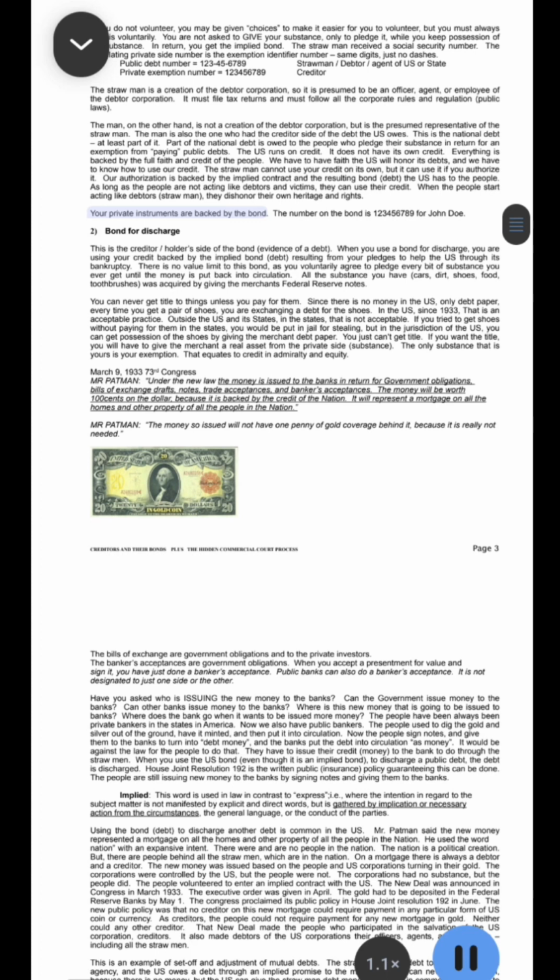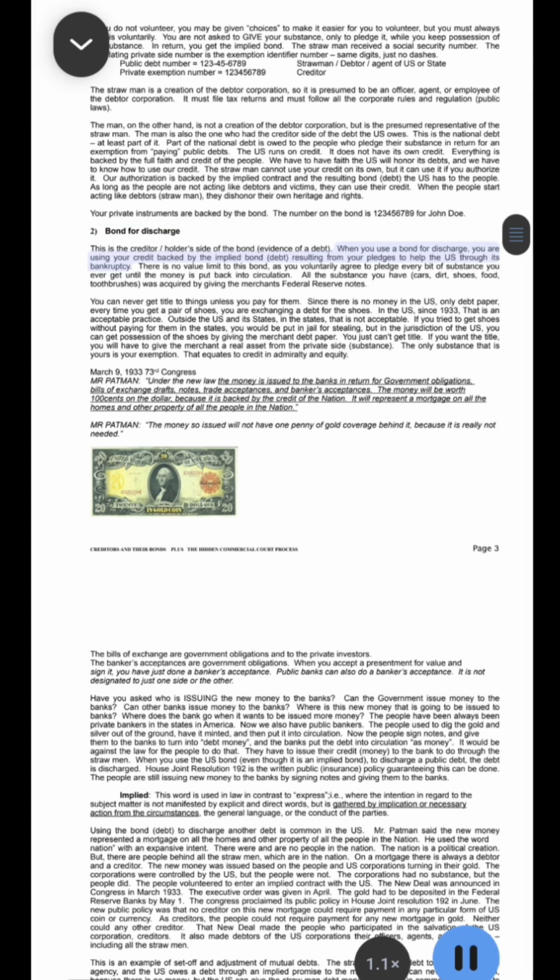Your private instruments are backed by the bond. The number on the bond is 123,456,789 for John Doe. 2. Bond for discharge. This is the creditor holder's side of the bond, evidence of a debt.